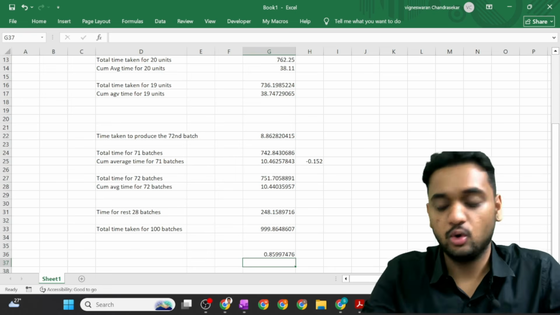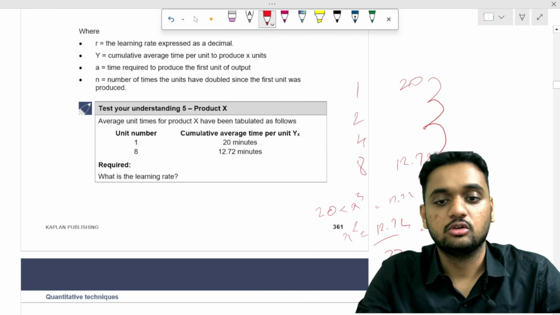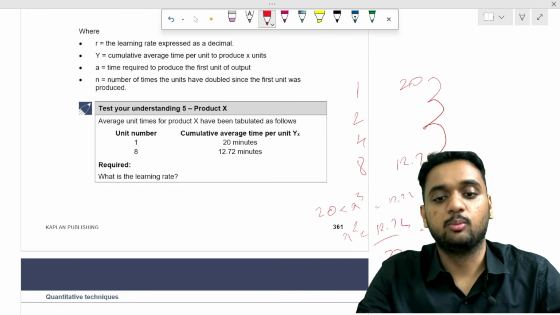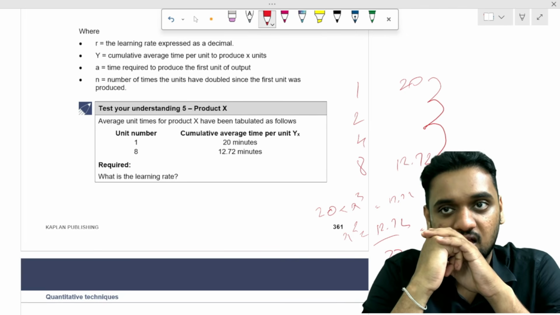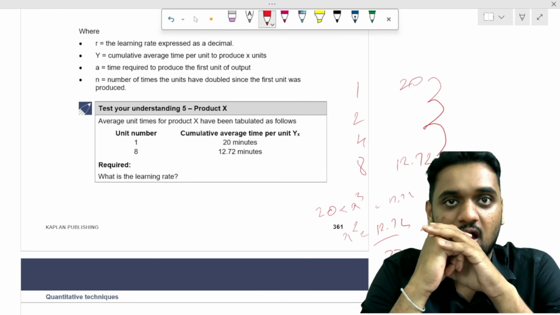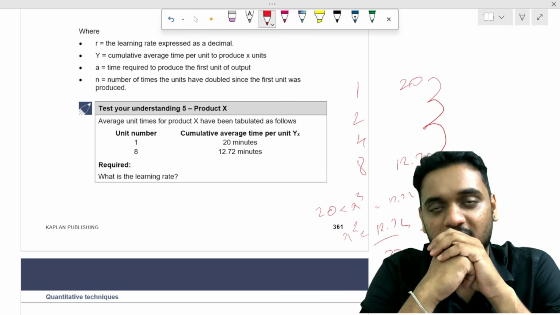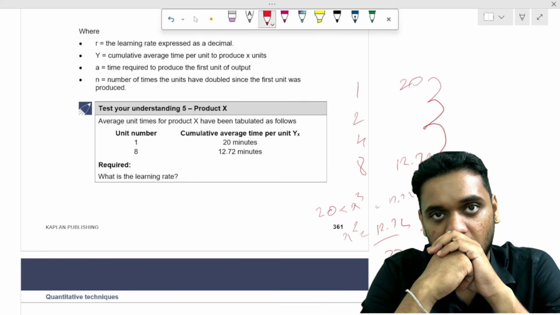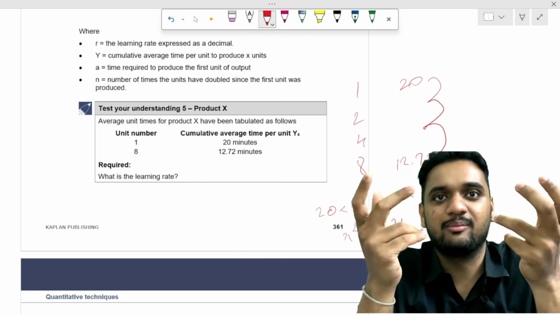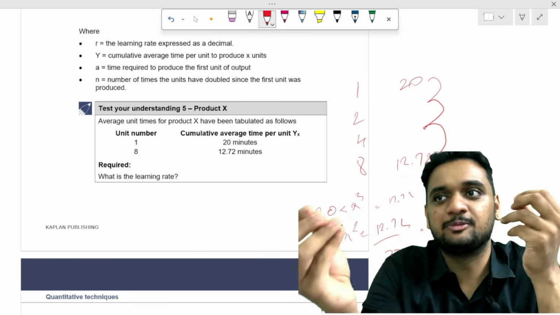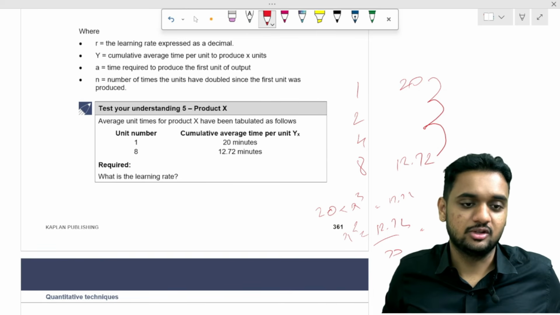Put x equal to 0.636, to the power, and after putting the power, put brackets 1 by 3 and close the bracket. What are you getting? 0.85999. What does it mean? 86%. 85.99% is 86%. Understood? So the learning rate is 86%.